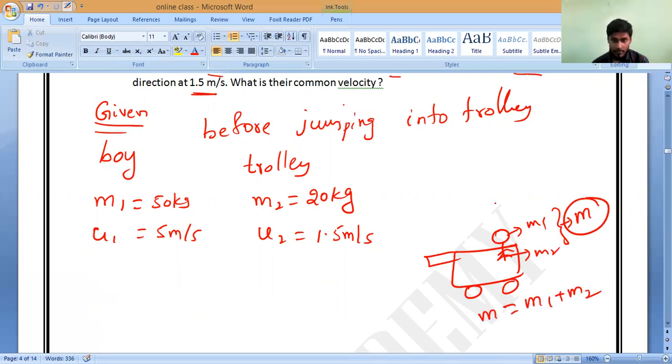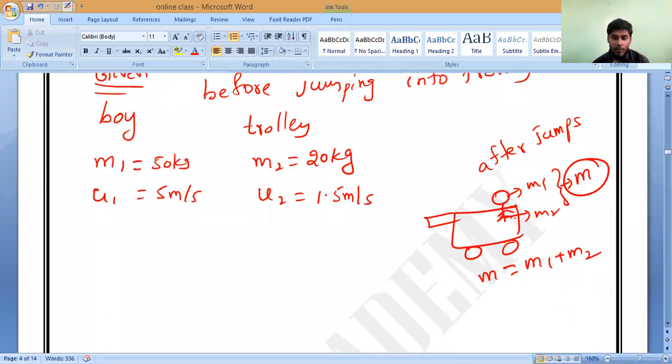After jumping, M is equal to M1 plus M2. In the same way, after jumping, what is the speed? The boy is having speed V1 and the trolley is having V2. So both are the same, V. Correct or not? After jumping, that is what I am saying. You can write after jumping.